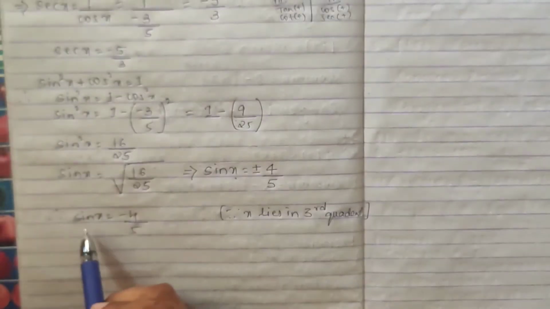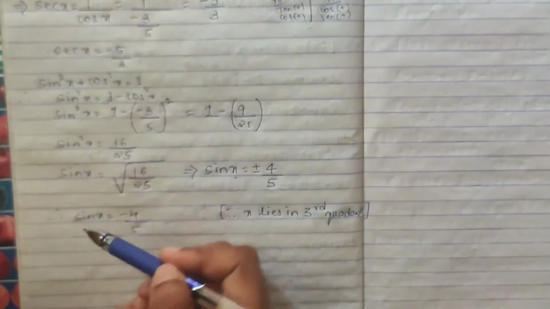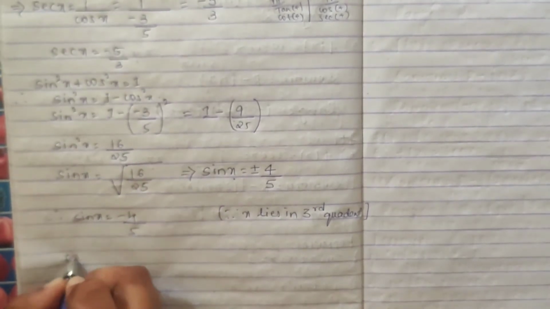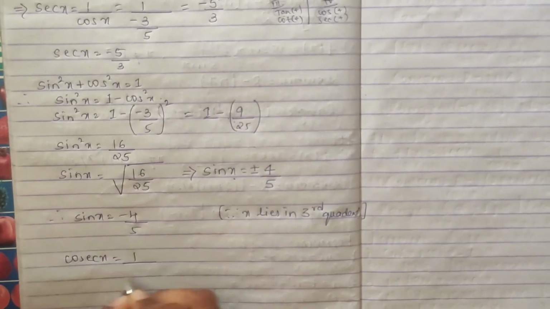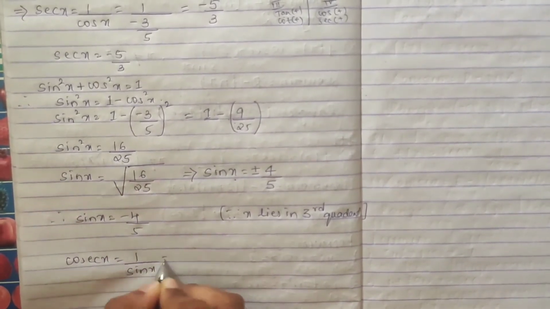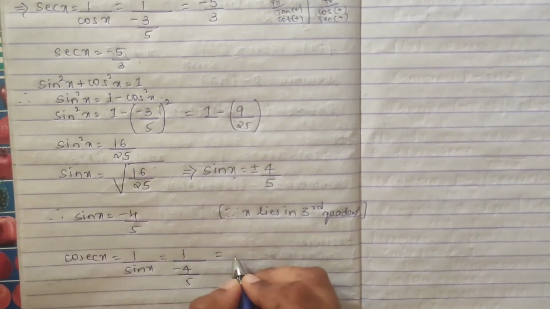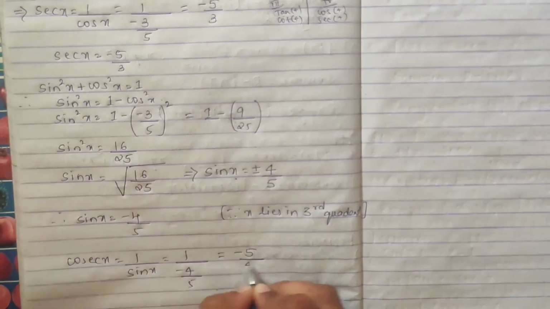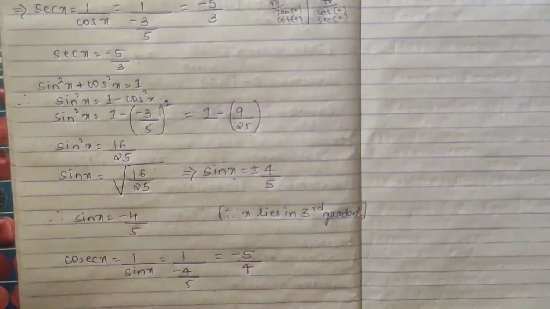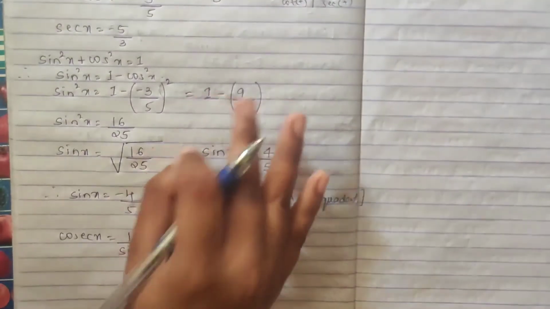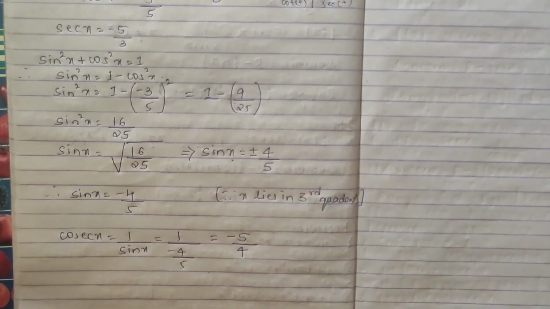So you have got cos, you have got sec, and you have got sine, which means cosec is the reciprocal of sine only, right? So how will you find cosec x? Cosec x is equal to 1 by sine x. In the same way, 1 by minus 4 by 5. So cosec x is minus 5 by 4. Simple. You have got cos and sine, and with that help you can find your tan and cot.